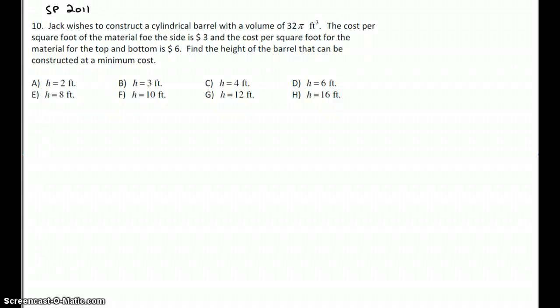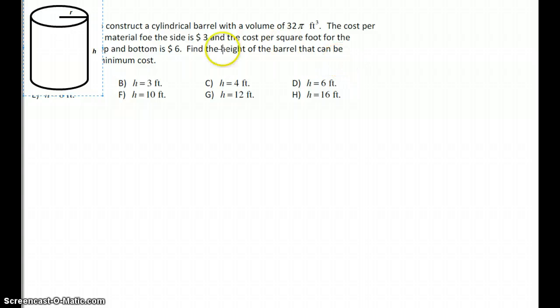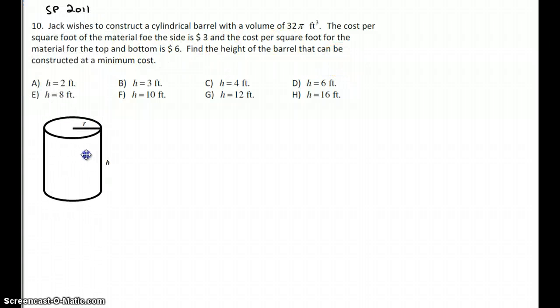Okay, spring 2011, number 10, optimization problem. We have a cylindrical barrel. It has a volume of 32 pi. The pi is included. And so that's a constraint, that the volume is equal to 32 pi.